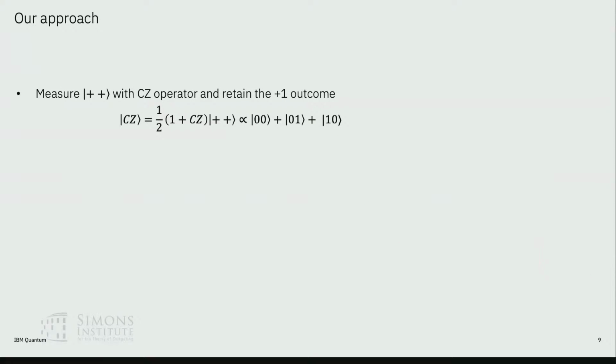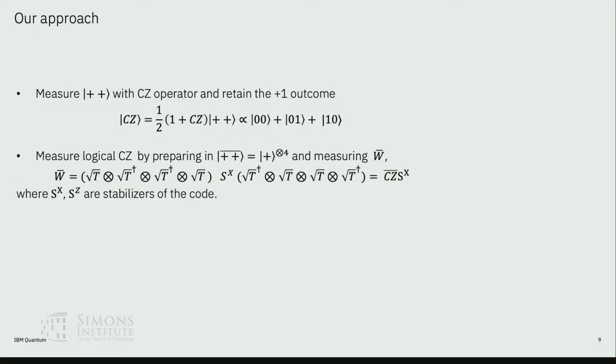So we can prepare the CZ state by measuring CZ operators on these 2 physical qubits and starting from a plus state. And you have to throw out the -1 outcome. This will project into the magic state that we want. So we can do the same for a logical subspace.